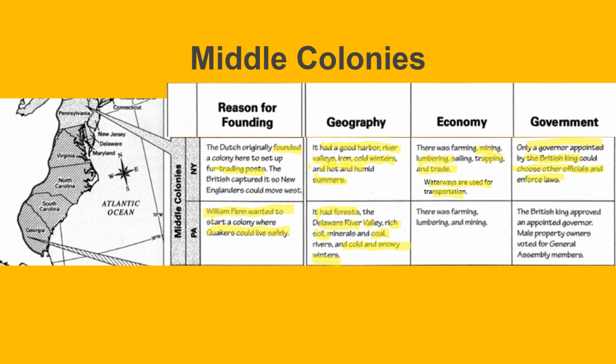The economy, they had small farming, lumbering, but mining is the big one in the southern part of this region. The government, the British king approved and appointed the governor. Male property owners were allowed to vote for General Assembly members, so there's a little bit of some democracy there, but not as much as they would hope.